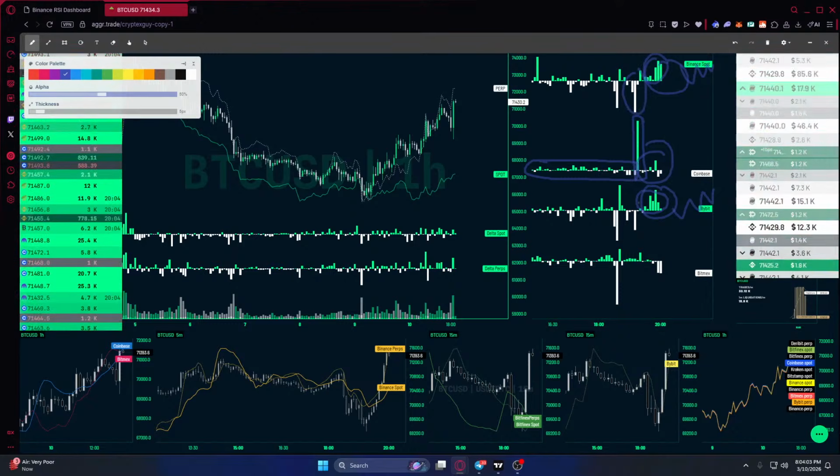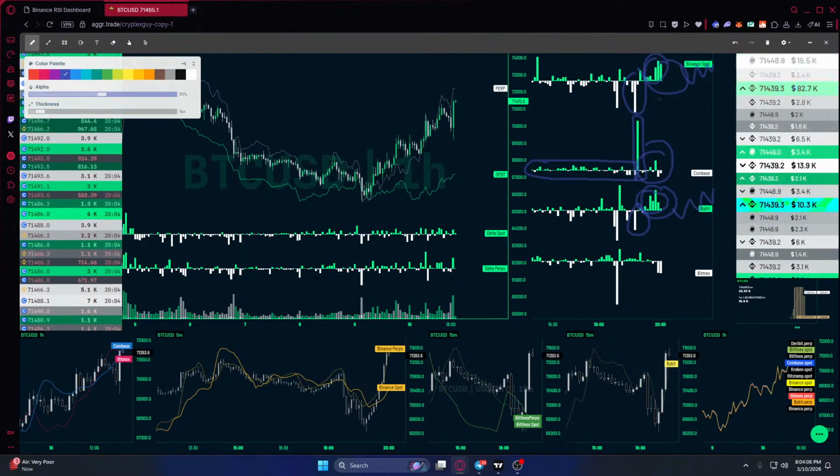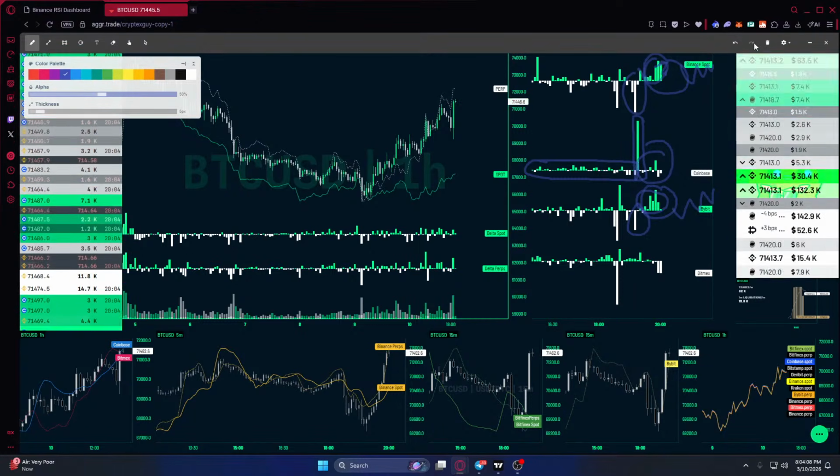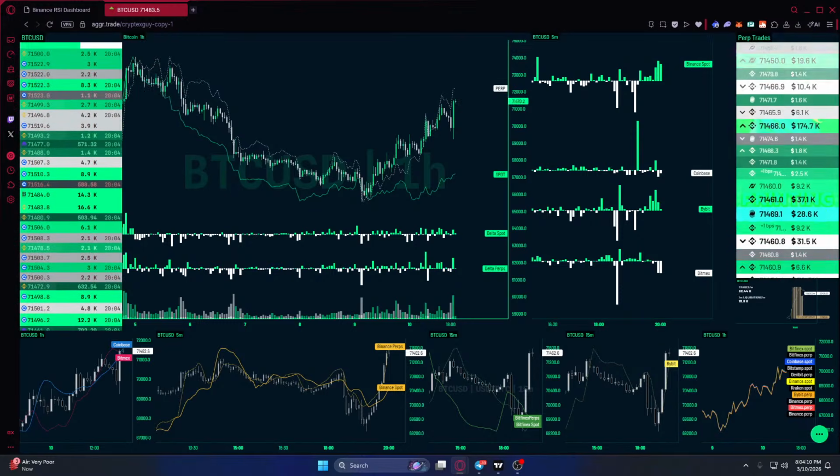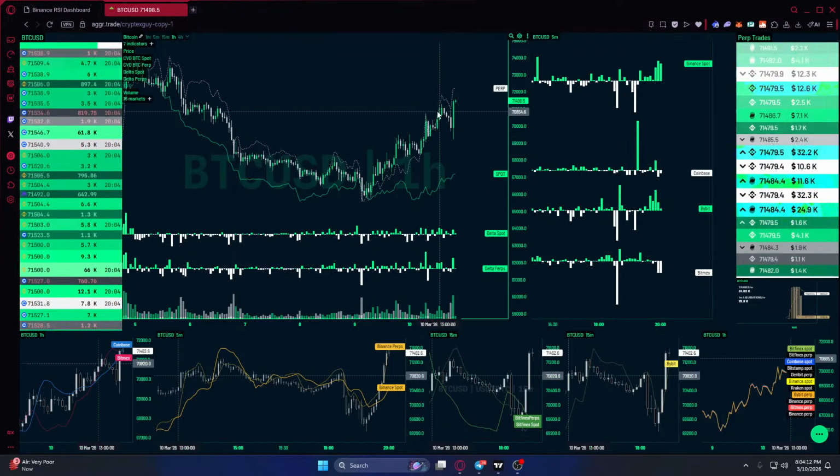Before that, retailers were selling. You can see retailers were selling short and everything, but after that, they started buying. So this is how the market tricks you into their trap. You just wait for it to come to you.